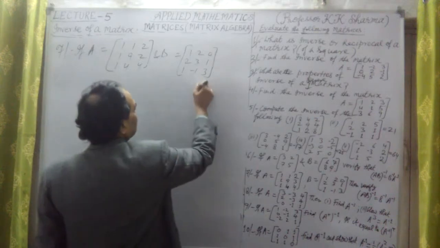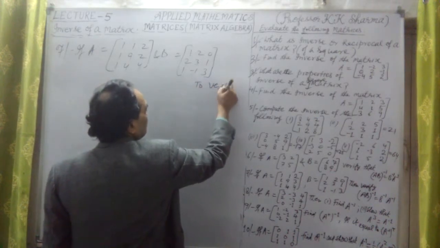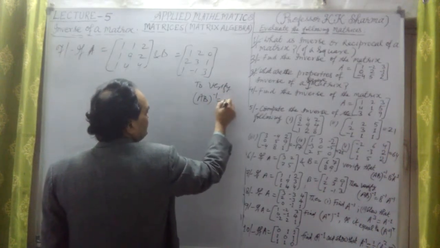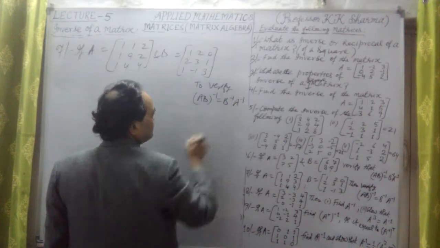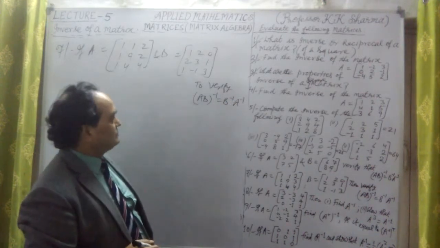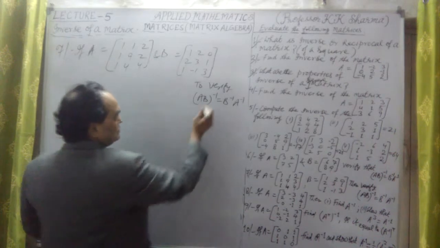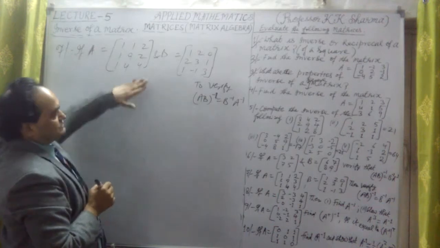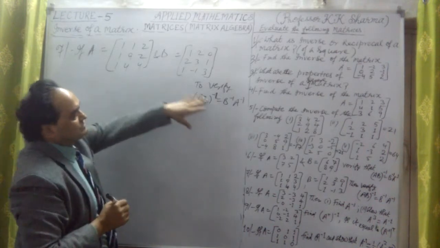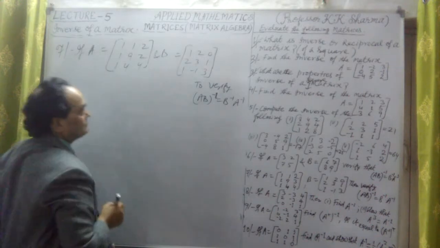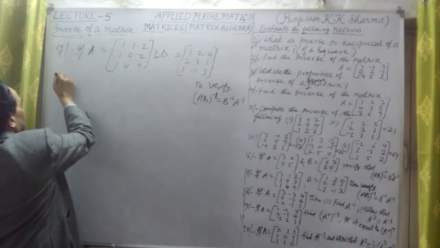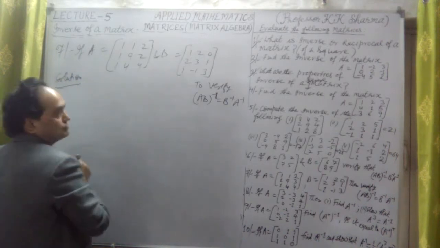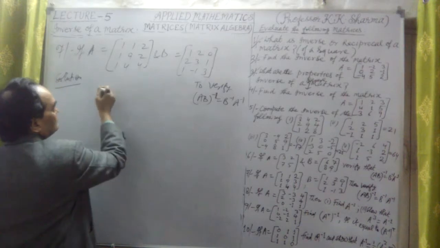Okay, then to verify that (AB) whole inverse is equal to B inverse into A inverse, this we have to prove here. Simple. What will we do? First we have to find B inverse and A inverse, so that we get B inverse into A inverse. We have to find the determinant of the solution here. Let us find out first.